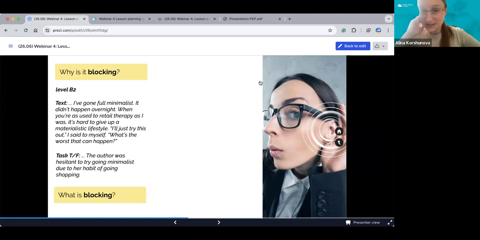So I would give you a minute. This is a very short extract, a paragraph from the text. It's not even a paragraph, it's just a few sentences. And this is the task that students level B2 have to complete. They need to find out whether this sentence is true or false from this part. Try to think what word might be blocking. A word, a collocation, a phrase. What would you pre-teach?